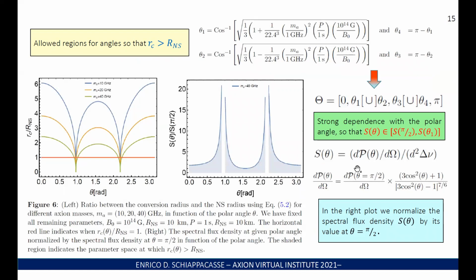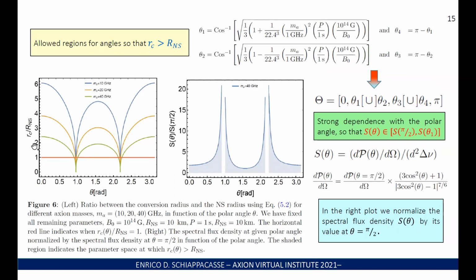Here I am showing you the behavior of the spectral flux density with respect to the polar angle. There is a set of angles which produce a resonant conversion, because these angles satisfy the condition that the conversion radius is larger than the neutron star's surface radius. So this is the set of angles defined by zeta 1, zeta 2, zeta 4 and zeta 3. You see that the spectral flux density is very sharply peaked around these specific values of angles.